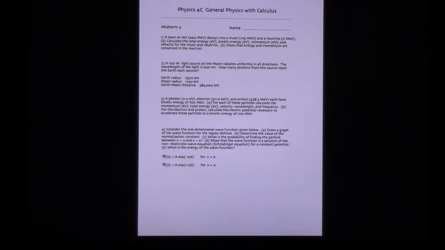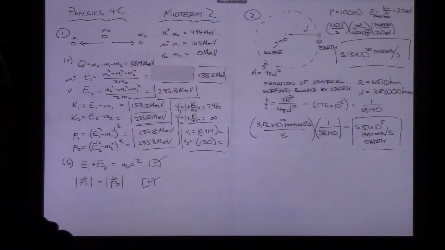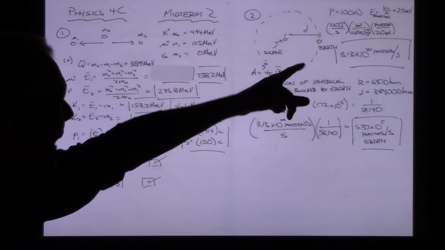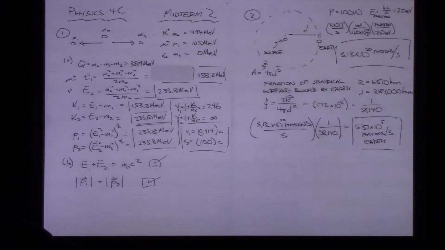I'm just thinking of the Earth as creating a circular cross-section. So I can use the 384,000 number and ignore the radius of the moon, and I can ignore the radius of the Earth as far as measuring distances. I just need the radius of the Earth to determine what that cross-sectional area will be.